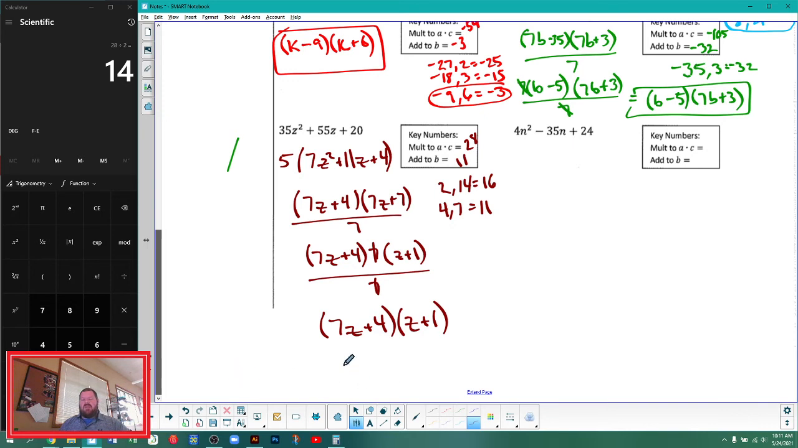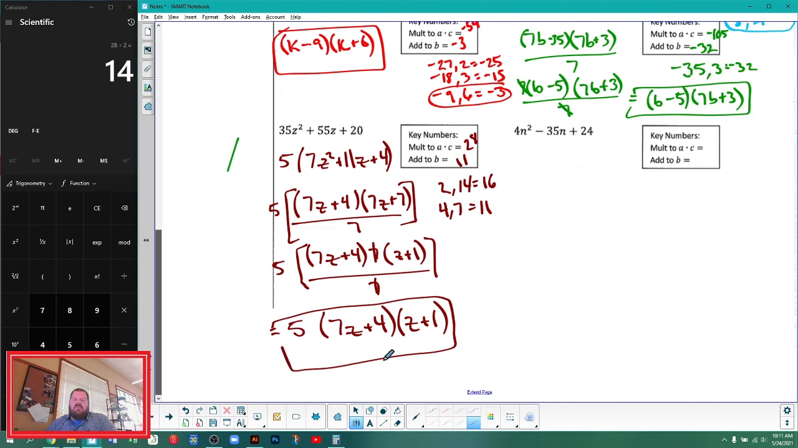Now there is something that I have to remember. This whole thing was multiplied by 5, as was this multiplied by 5. And so this is all multiplied by 5. Okay? And so that gives me my final answer right there. 5 times 7z plus 4 times z plus 1.